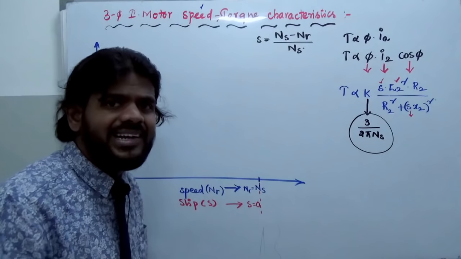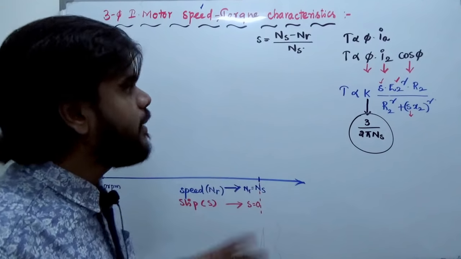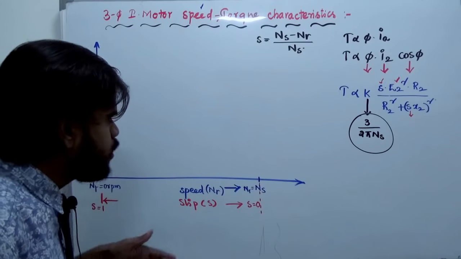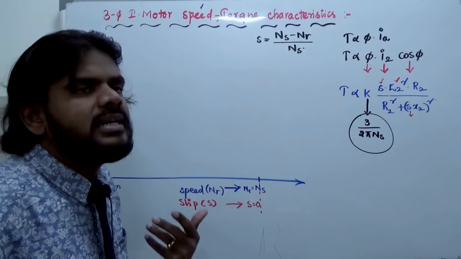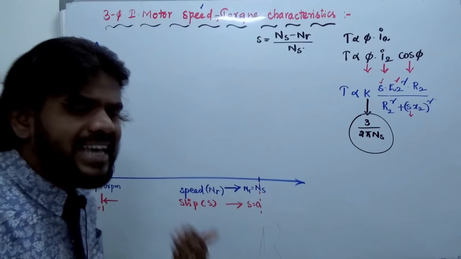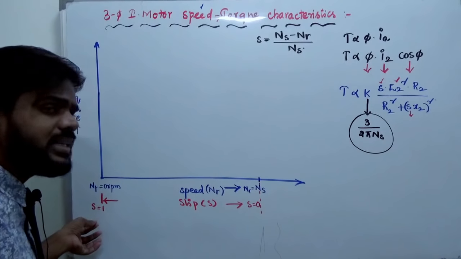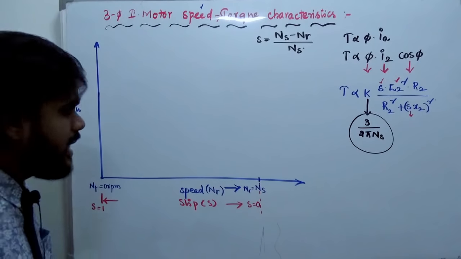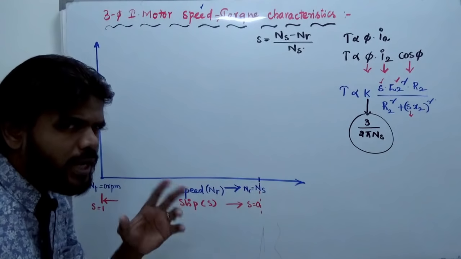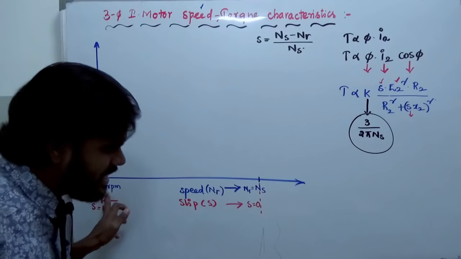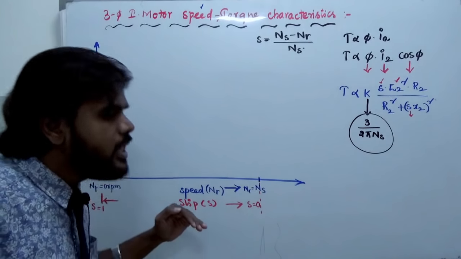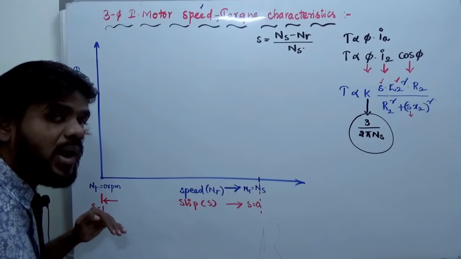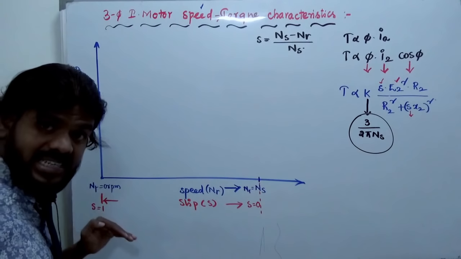Okay, so we are going into a very interesting part of the topic. You have the speed parameter taken on the x-axis, ranging from 0 rpm to the maximum speed that it can attain, ns. The slip can now be understood: if the value of speed is 0, then the slip will be 1, and if the value of speed is ns, then the slip is 0. Can you get my point here? The speed is increasing on the x-axis, from 0 rpm to the maximum rpm, and the slip is decreasing from its maximum value of 1 to 0.